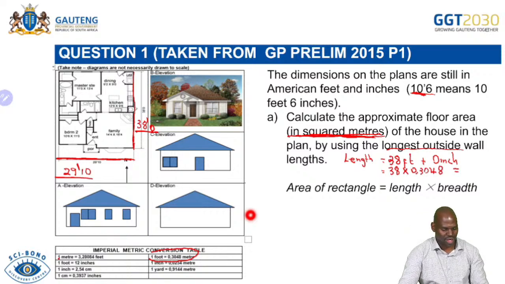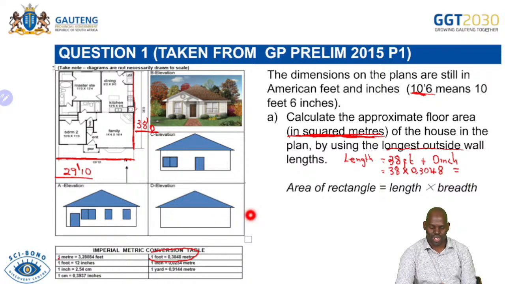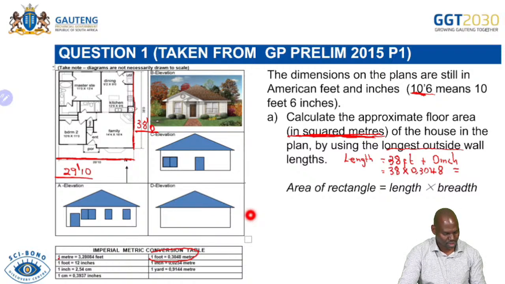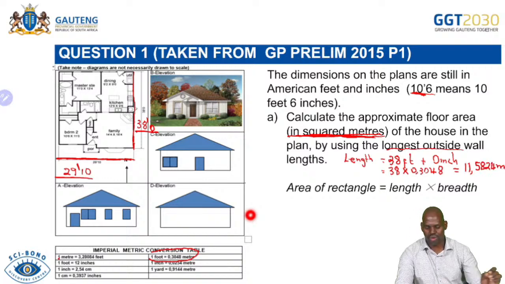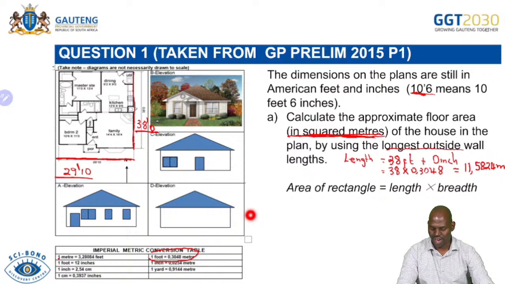Okay, this will give us the other. This will give us the length in meters. So it's 38 multiplied by 0.3048. So it's about 11.5824. It's now in meters. 11.5824. Okay, then what about the breadth, the other side?